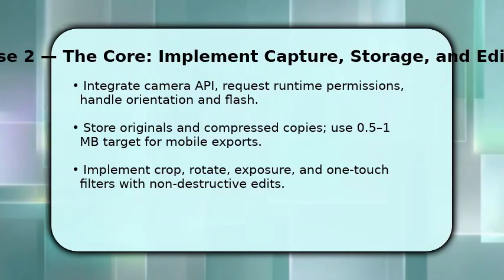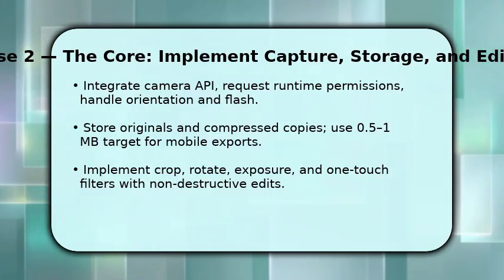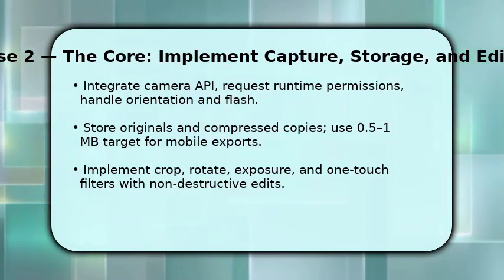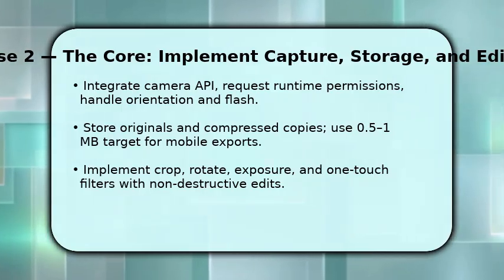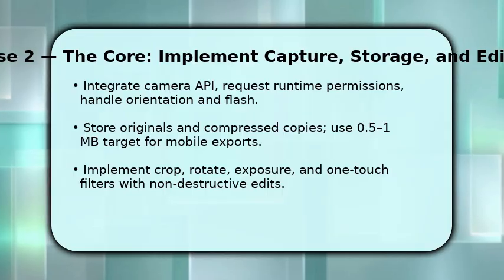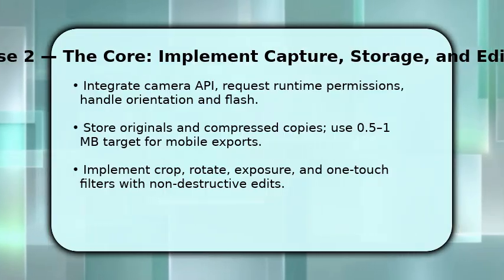Hook into the native camera API, request permissions at runtime, and handle orientation and flash changes. Store both original files and compressed derivatives, aim for 0.5 to 1 MB mobile exports to balance quality and size.